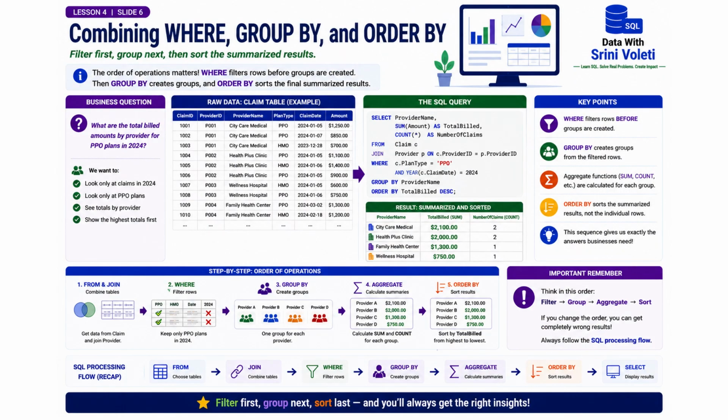Combining where, group by, and order by. So far in this lesson, we have learned two powerful concepts. First, we learned how group by creates meaningful groups. Then we learned how aggregate functions summarize each group. Now it's time to put everything together. In real business reporting, we rarely use group by by itself. Instead, we combine it with where and order by to answer very specific business questions.